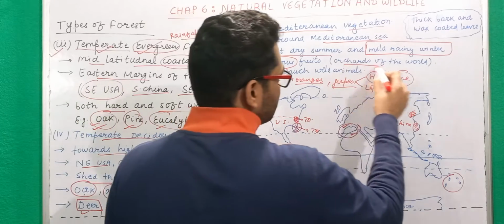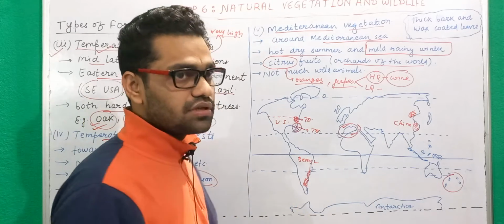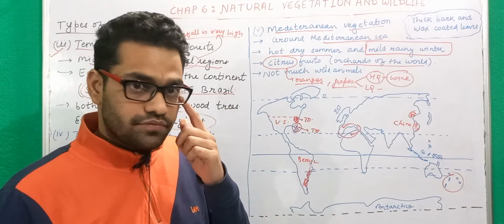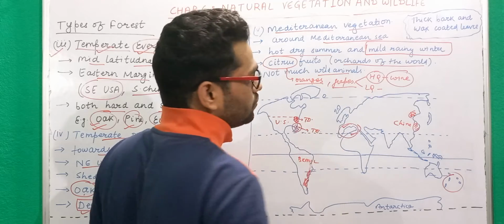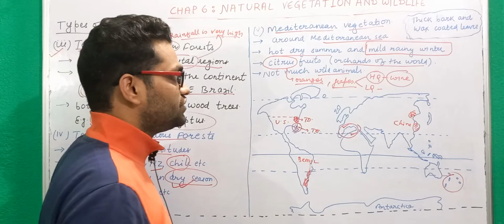So that is why it is called orchards of the world, because these areas produce a large amount of fruits, particularly citrus fruits. Wild animals, if you will see, not a very large amount of wild animals you will find in the Mediterranean region.